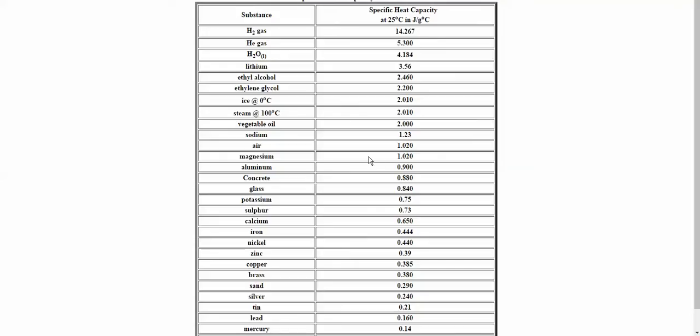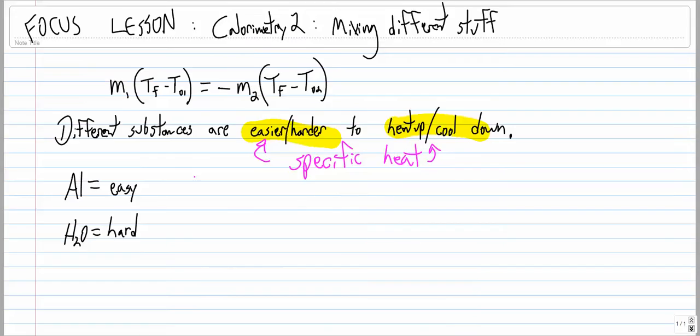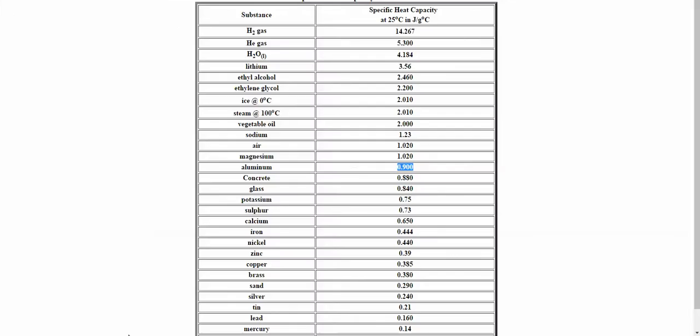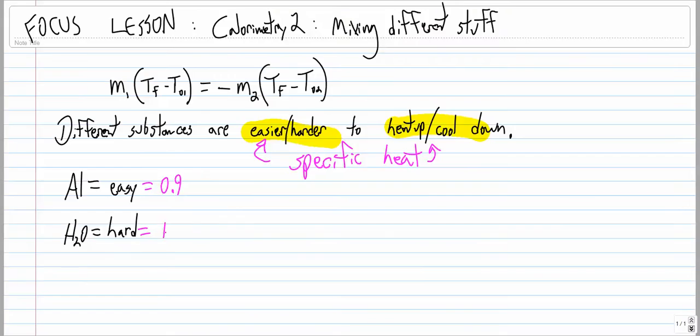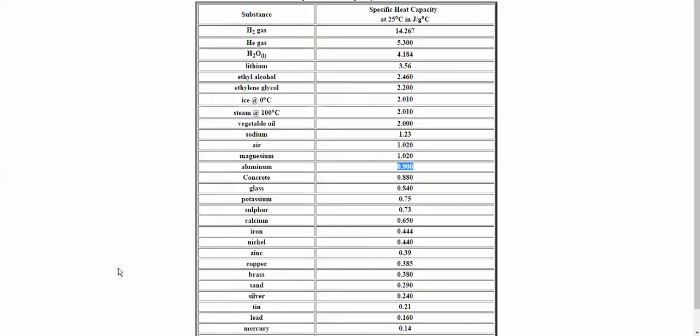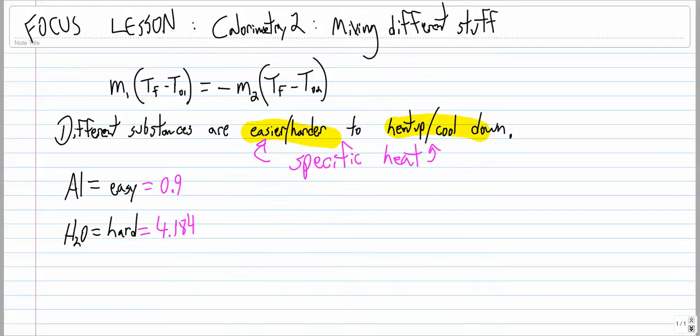So let's find aluminum. 0.9. Okay, so let me jump back here so I don't forget. Aluminum is 0.9, and water was... Is this alphabetical? I have no idea. You guys probably see it already. Oh, H2O, duh. Okay, so H2O, 4.184. And our units here were joules per gram degree Celsius. Okay, so I'll just write this over here, joules per gram degree Celsius.